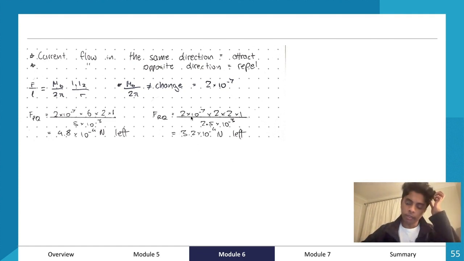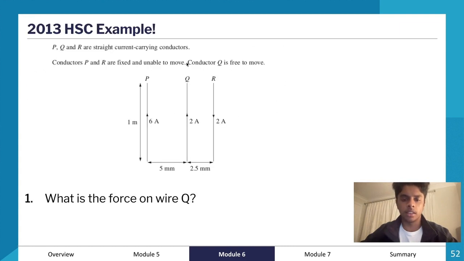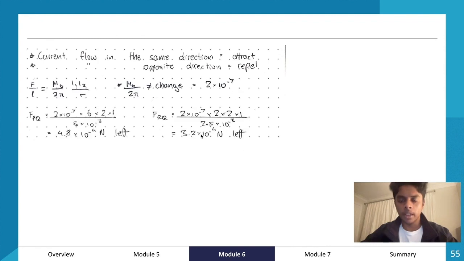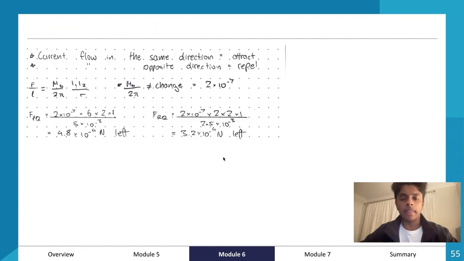And then we can calculate the force between R and Q. So again, we have the constant 2 times 10 to the power of negative 7 times 2 times 2 times 1. We do 2 times 2 times 1 because Q has a current of 2 and R has a current of 2. That is all divided by 2.5 times 10 to the power of negative 3 because they are separated by 2.5 millimeters. And that yields us a force of 3.2 times 10 to the power of negative 4 newtons left.